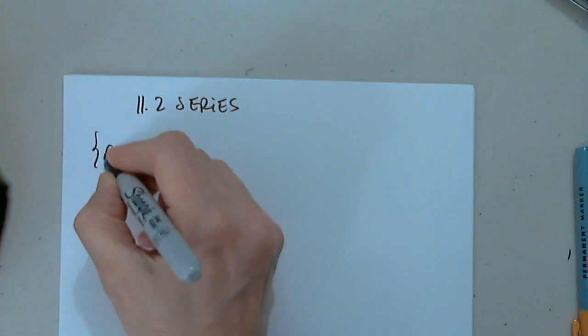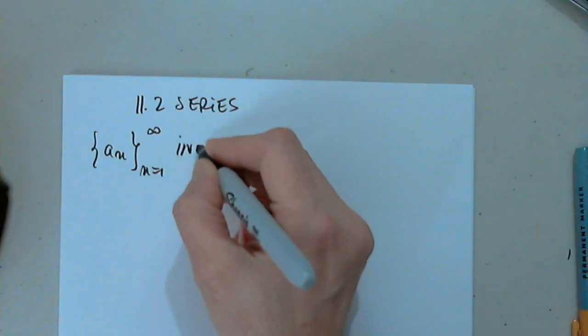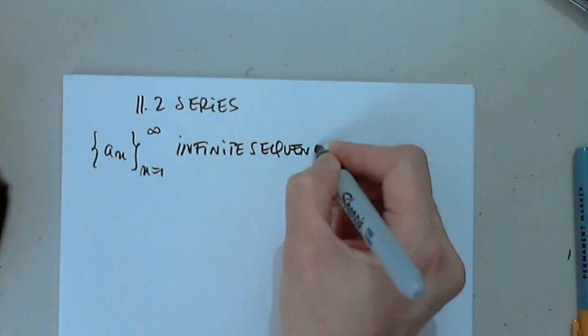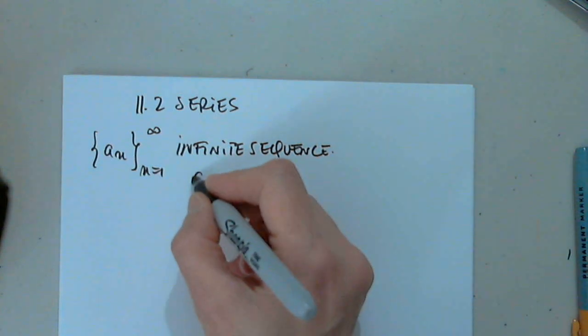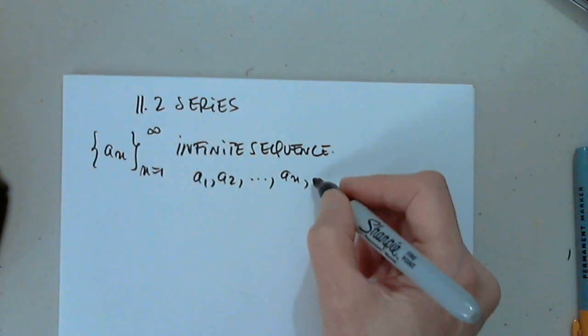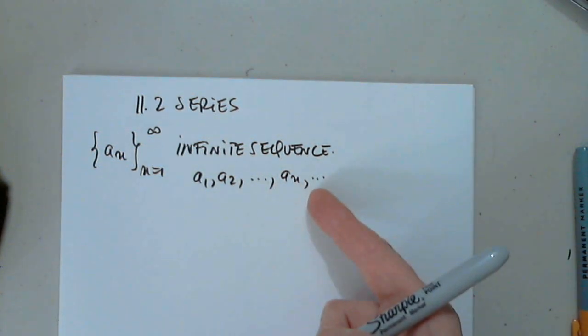Hello again. We continue chapter 11 with 11.2, series or infinite series. If you remember, we looked at infinite sequences, and this is the representation for an infinite sequence. Now, remember what this means, right? Basically, it's a1, a2, dot, dot, dot, exactly three dots afterwards, a sequence of numbers.